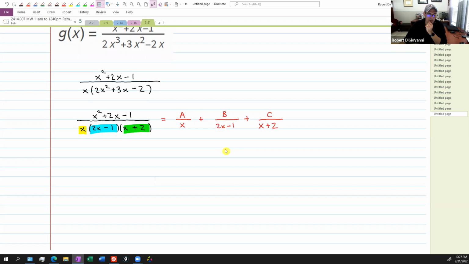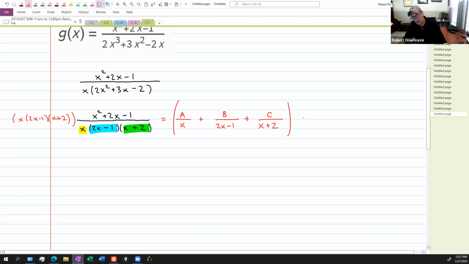We want to clear the fractions. That's what we want to do right now. We want to take this expression and multiply the left side of this by the denominator. And then we take all of this and multiply it also by the denominator. Now, on the left side, the denominator cancels. So all you're left with on the left side is x squared plus 2x minus 1, right?